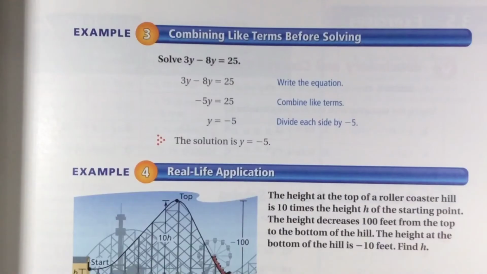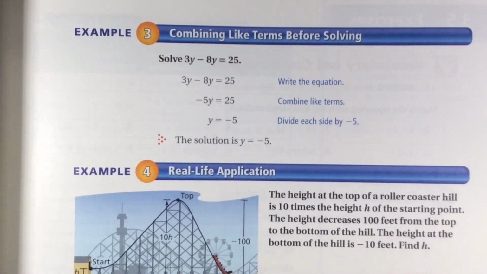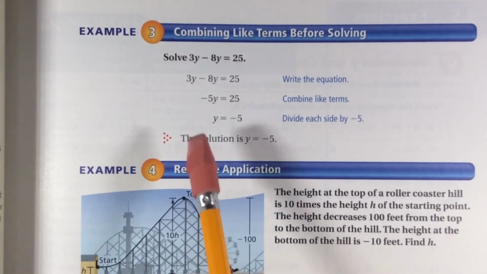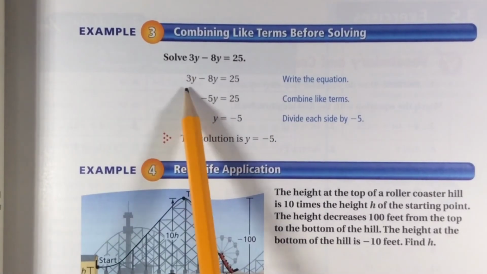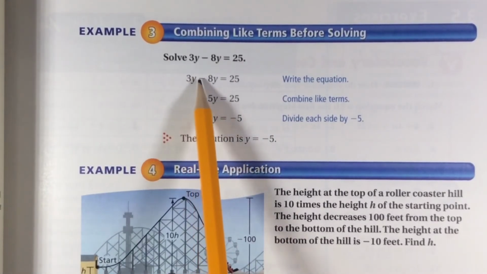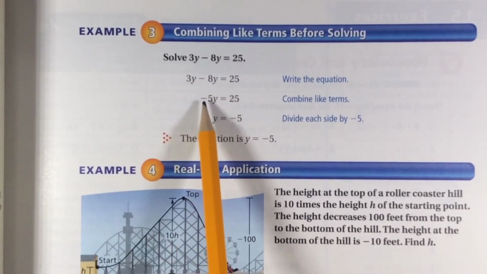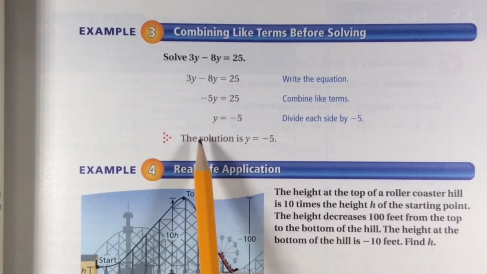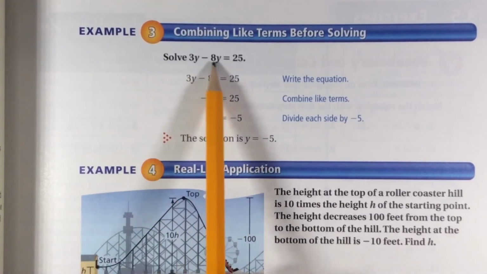Excellent. Well, the last example, it says combine like terms before solving. That's kind of like the problem where we had to, a couple of problems ago, where we had to do the distributive property first. We have to simplify each side before we actually start to solve this. So here I can combine 3y minus 8y before I start solving. 3y minus 8y is negative 5y equals 25. Now divide both sides by negative 5, and I get y equals negative 5. Okay, so first you simplify.